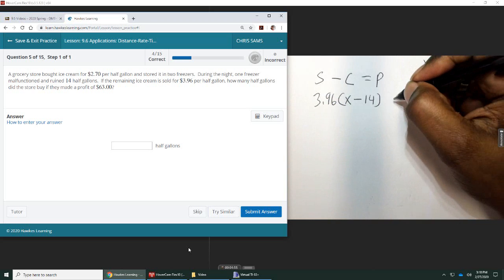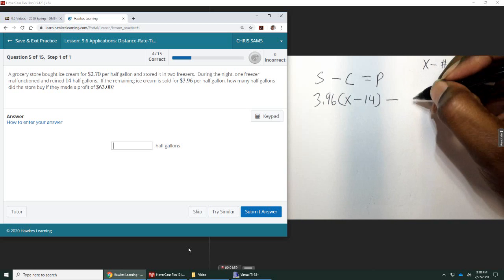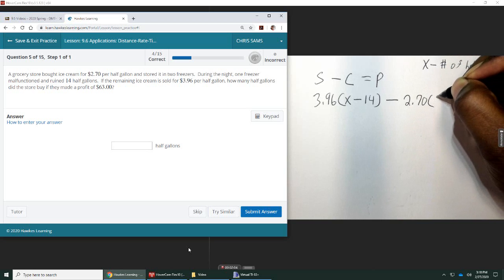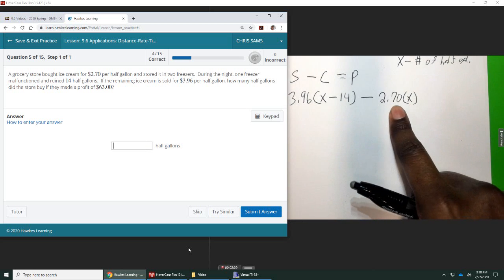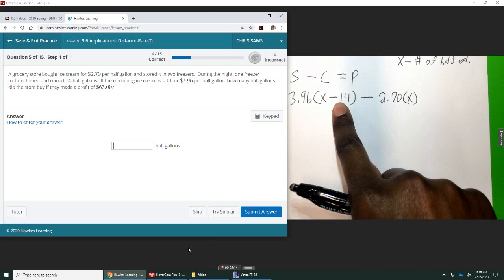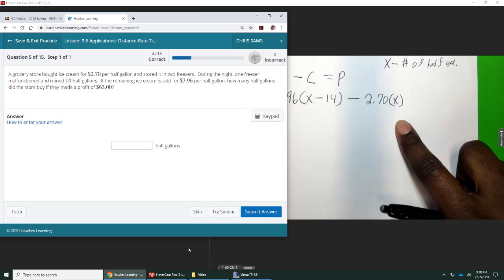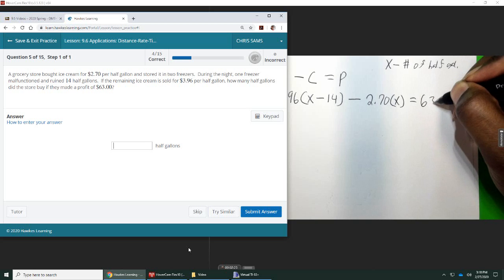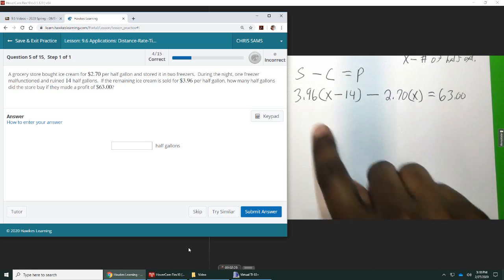And then I need to subtract the cost. It cost me $2.70 each to get them, so $2.70 times x. I sold them for $3.96, but I bought them for this. When I bought them, I had this many. When I sold them, I had 14 less. And when I calculated this difference at the end of the day, we made a profit of $63. Once you set this up, we should be able to solve.